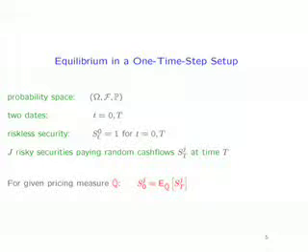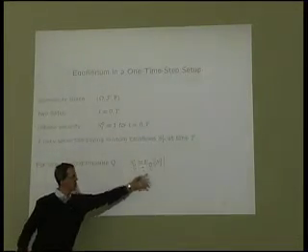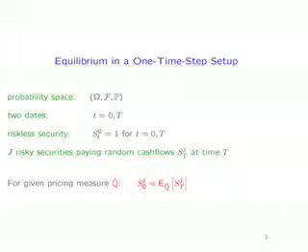And we have J risky securities paying cash flows at the final time. Okay, but these are random cash flows, so you don't know what they're going to be. And you want to price these cash flows now. So if you take any pricing measure, the price of these cash flows today is just the expectation under this pricing measure.